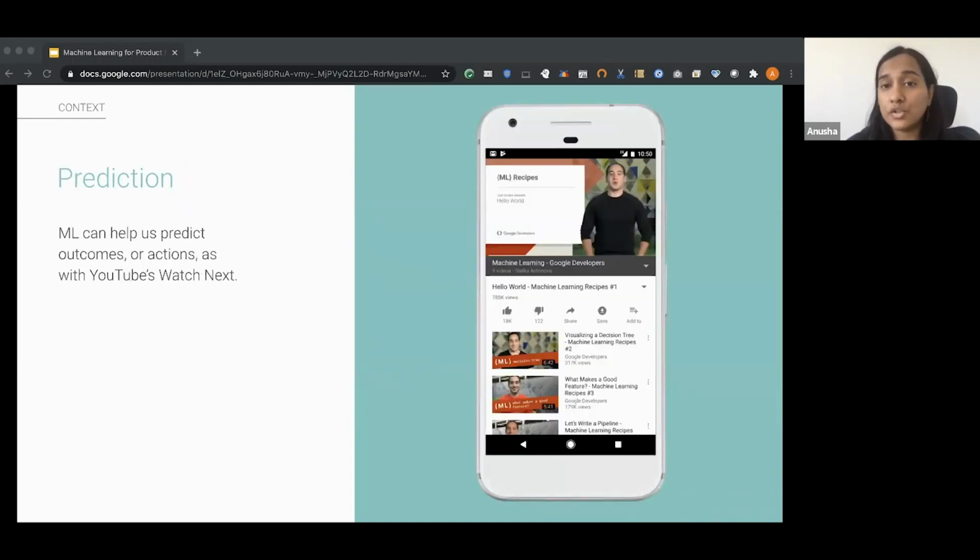The second is prediction. These systems are very good at being able to predict outcomes or actions. YouTube is a great example of this. I like cooking and I watch lots of videos on YouTube about it. Knowing that I've watched Gordon Ramsay videos of cooking the perfect pasta, the product can make a good guess at the videos that I'd like to watch next. Maybe something about making pizza. This is a very common feature that you might have used in YouTube: Watch next.